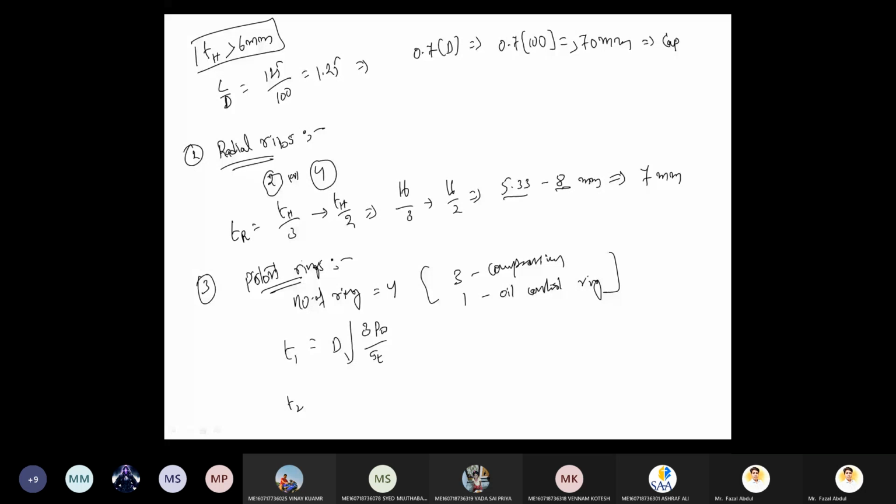Now bore diameter is given as 100 mm, and the working pressure is not given. The question mentioned to assume any suitable data required. So for that reason I am assuming the pressure as 0.035 Newton per mm square, and the sigma t value is also not given in the question. So I am assuming, because it is a cast iron piston, sigma t for the piston ring material as 90 megapascal. These two I'm assuming.